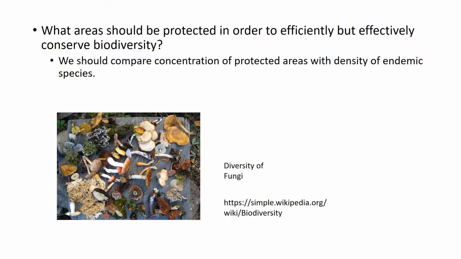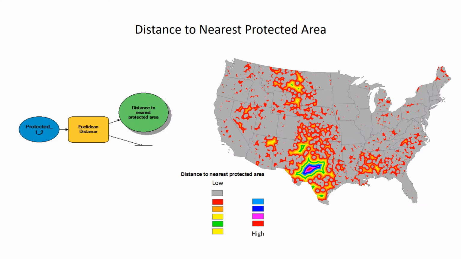What areas should be protected in order to efficiently but effectively conserve biodiversity? We use GIS models to identify the concentration of protected areas and the density of endemic species. This map shows the distance of any given protected area to the nearest protected area. It shows that there's a sparse distribution of protected areas in Texas, as well as in the Southeast and Midwest.